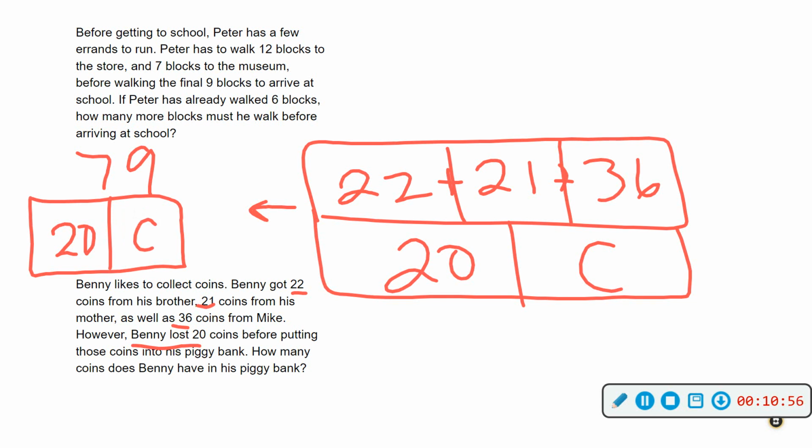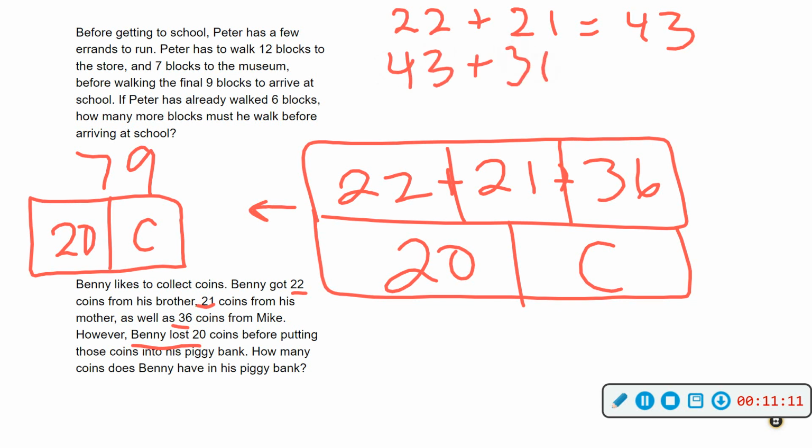We can write this exactly as we simplified the strip diagram earlier and say that we have 22 plus 21, which is equal to 43. And we have 43 plus the last 36, which is going to be 79. And finally, the 79 minus the 20 that he lost would give us the total C, the amount of coins he still has.